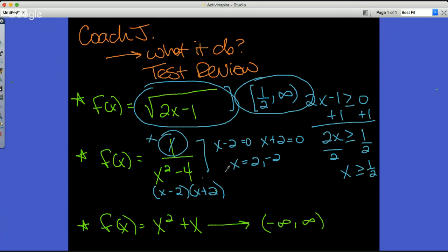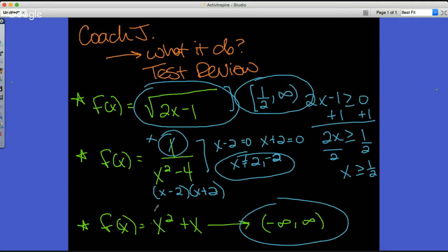And really, when we find that out, that means x cannot be equal to those values, because if it did, it would make a 0 on the bottom, which would make it undefined. So a sufficient answer would be x is not equal to 2 or negative 2. And again, same thing goes down here. Because there's no square root or anything in the denominator, we know that we will have all real numbers.